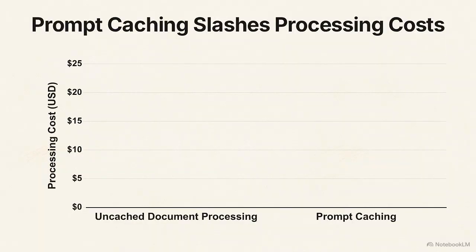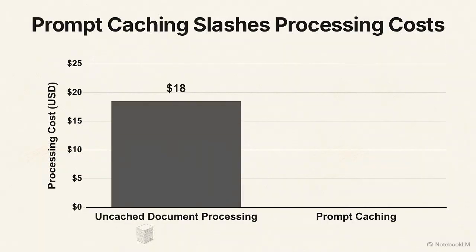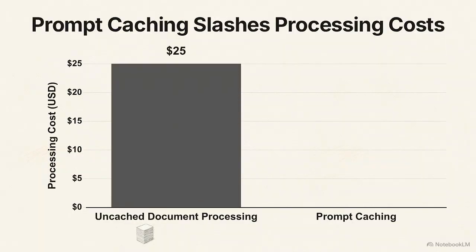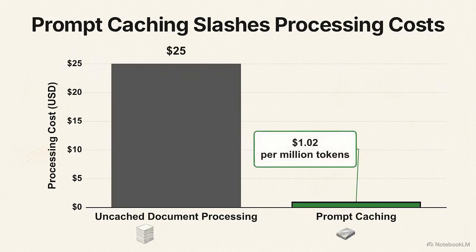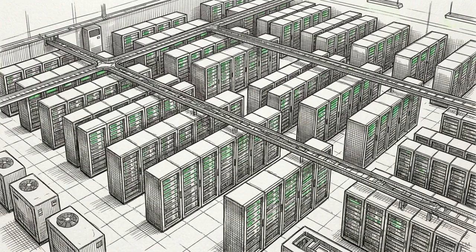This bar chart shows the impact of Anthropic's prompt caching on those processing costs. Because the system references the previously cached content, instead of reading the document from scratch every time, the cost drops to about $1.02 per million tokens. Eliminating that financial barrier turns an impossibly expensive theoretical process into a practical, production-ready solution.